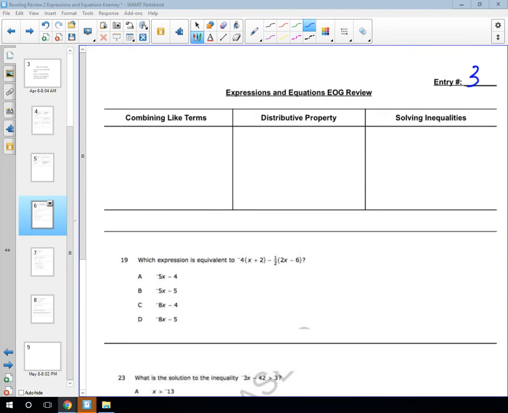Before we get started, let's just go over some pretty important pieces of information. The first thing is combining like terms. Remember, like terms are things that are like. You can only put the apples with the apples and the pears with the pears. You're going to put x's with x's and y's with y's and constants with constants. When you are circling your like terms, remember to circle the sign in front.